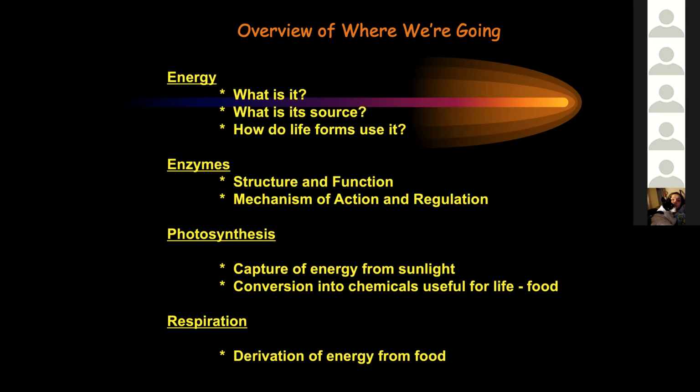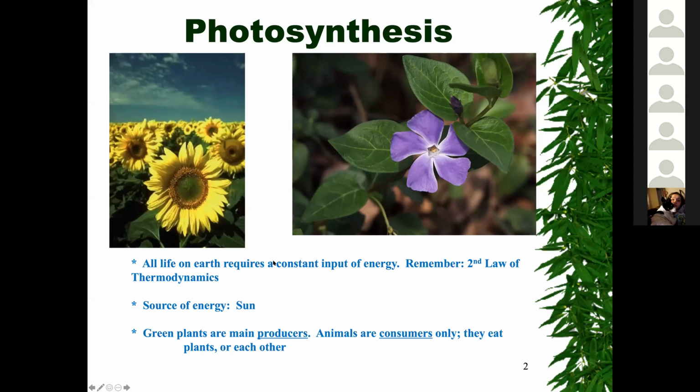Photosynthesis is, on the face of it, very simple. Sunlight energy to food. But when you get into the details of it, it's quite complicated. So I will try to go slow, and please speak up when things aren't clear. So photosynthesis, all life requires a constant input of energy. Remember the second law, that if you don't have a constant input of energy, chemical reactions go to equilibrium and the organism dies. Source of energy is the sun.